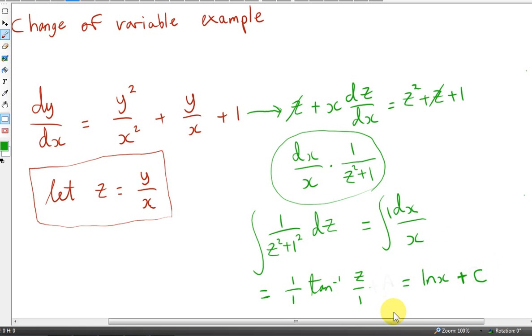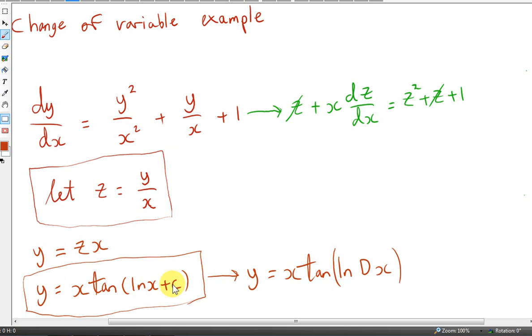So now we can solve for z, just take the tan of both sides. So we get tan of ln of x plus c. Since y equals z times x, we can write down the solution of our original differential equation. It's x times this here.